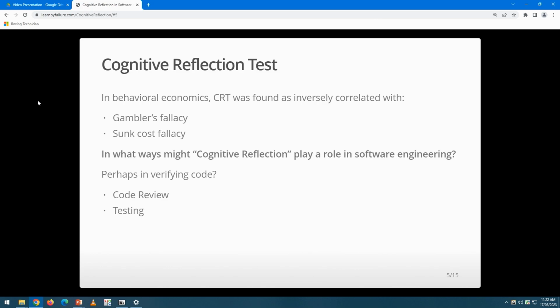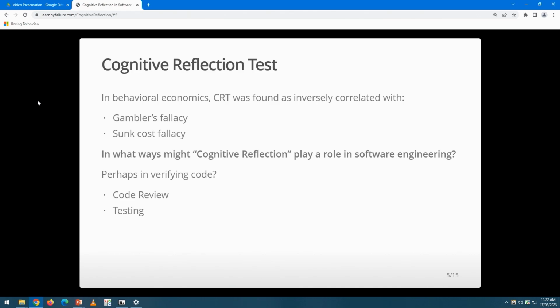Now in behavioral economics, they found some interesting things, like poor scores in the CRT were inversely correlated with things like the gambler's fallacy, sunk cost fallacy, and some others.